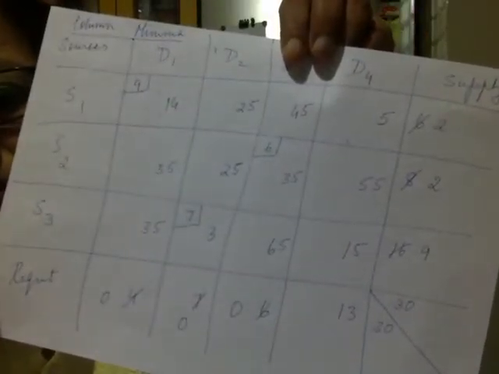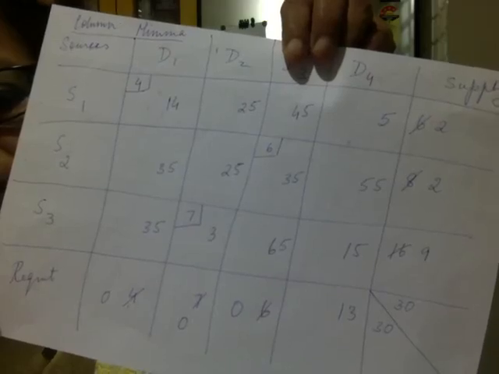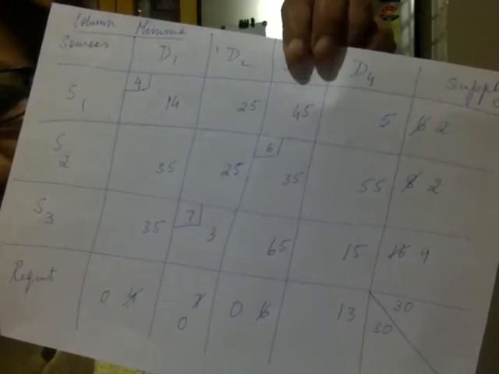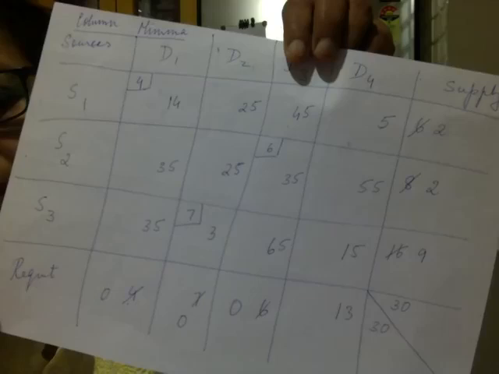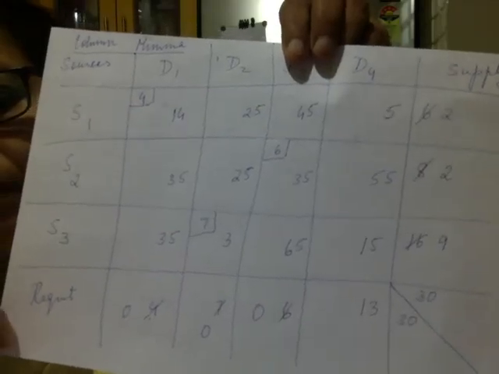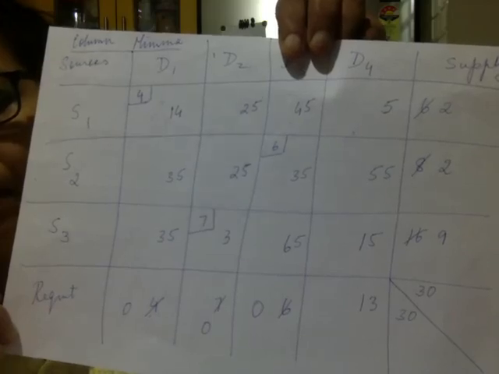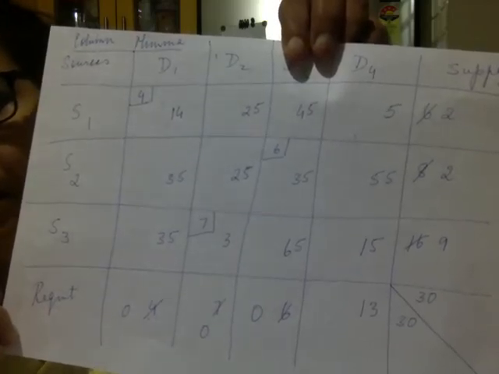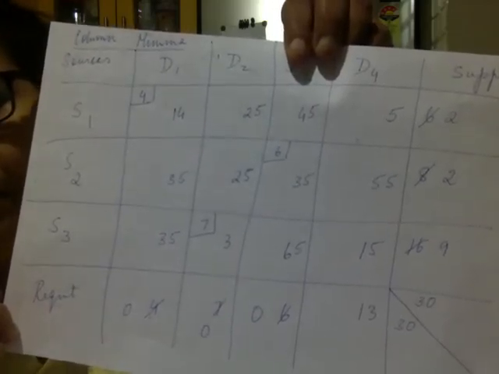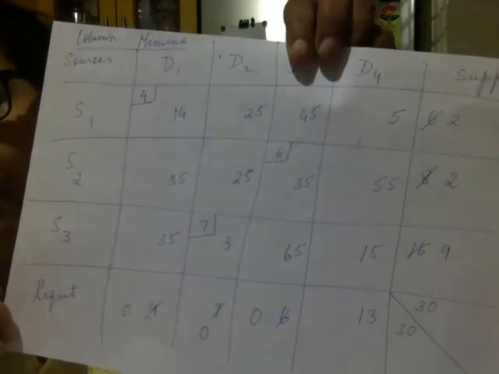Imagine this is your board. We have no requirement in D1, D2, D3, and we have a requirement of 13 in D4. The least cost is 5. So S1 to D4, we give 2 units because S1 has 2 supply. We give 2 units here. Supply of S1 becomes 0.